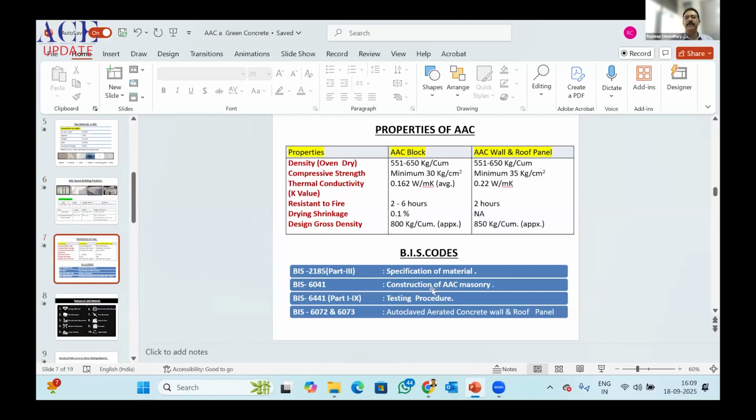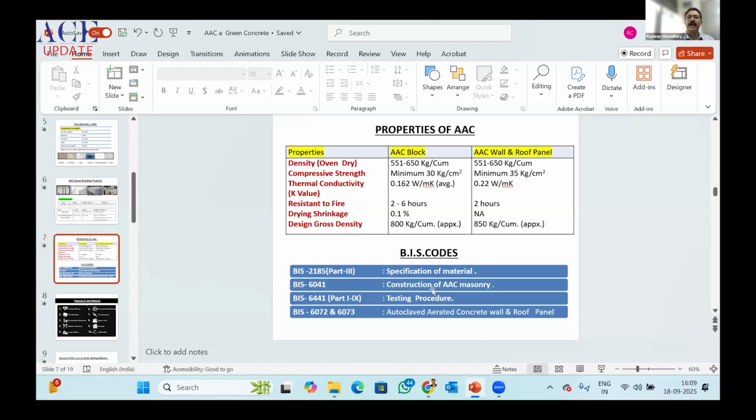So if you look at the properties of the material, see the density we're maintaining here, 551 to 650 kg per cubic meter. This is the density of the product, be it reinforced or unreinforced. This is the density range we follow. The minimum compressive strength we are following is 3.0 for block, and a little more for the reinforced product.